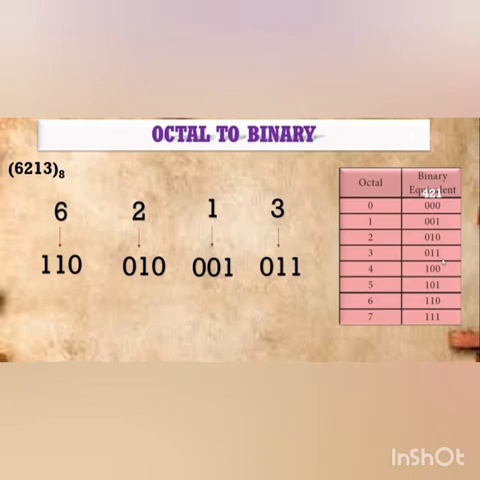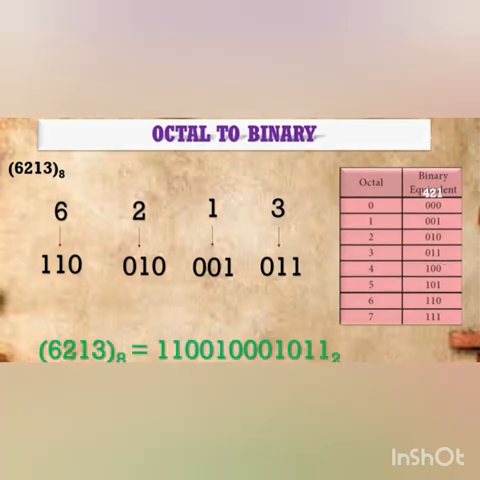So, for each octal digit in the given number, we have written the 3-digit binary equivalent using this table. What is the answer for 6213 base 8? The answer is 110 010 001 011 base 2. This is how we convert octal to binary.